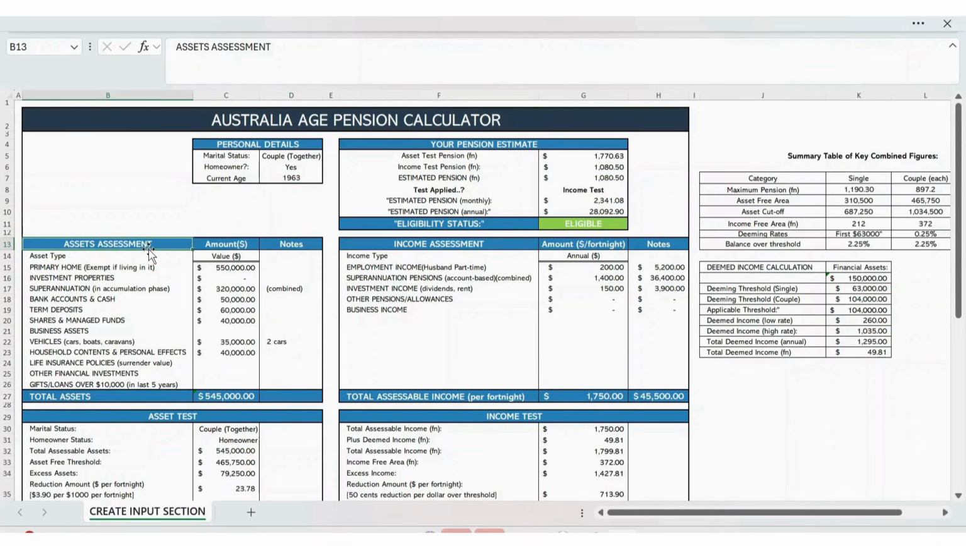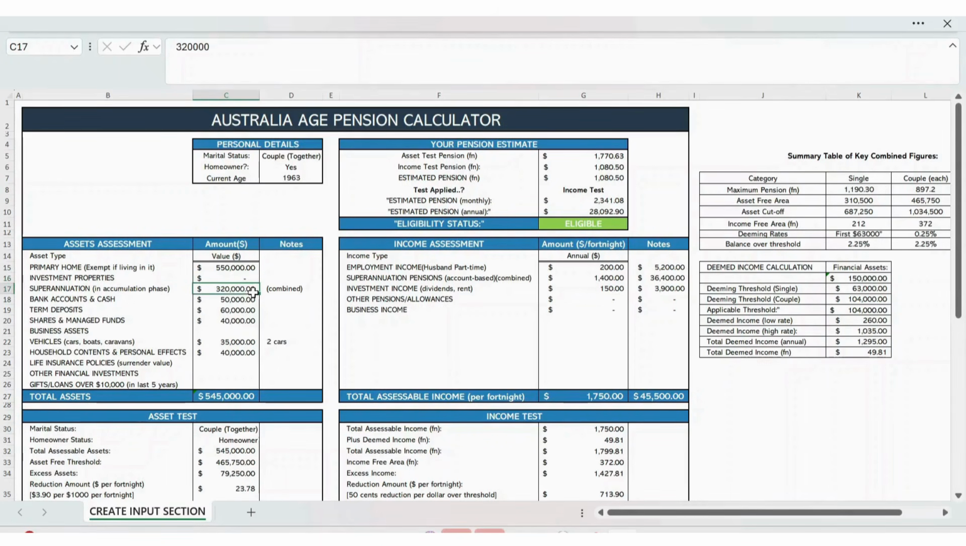Section 2. Asset Assessment. Now, let's move to the Asset Assessment section. This is where we list everything you own except your primary home. Let me walk through each line. Primary home, I've entered $550,000. Notice it says exempt if living in it. This is crucial. Your family home doesn't count towards the asset test, which is a massive concession from the government. Investment properties set to $0. If you owned rental properties, they'd go here at market value.